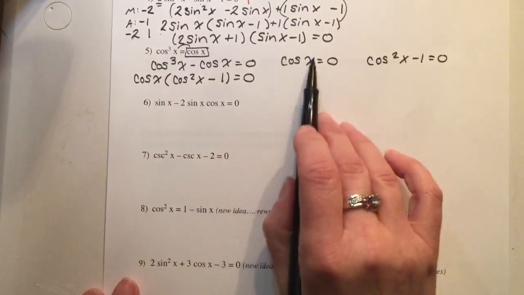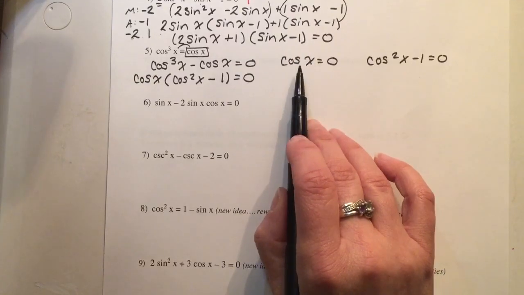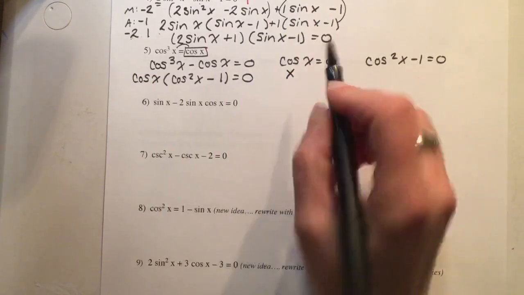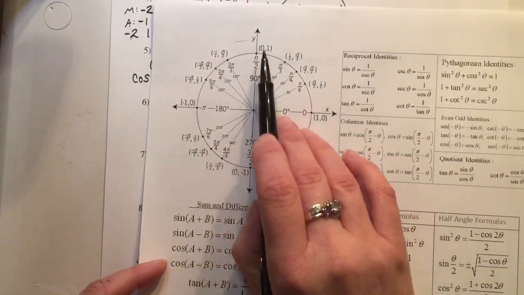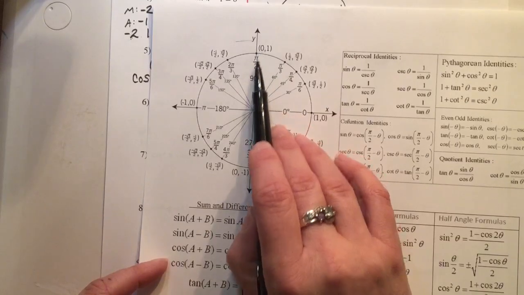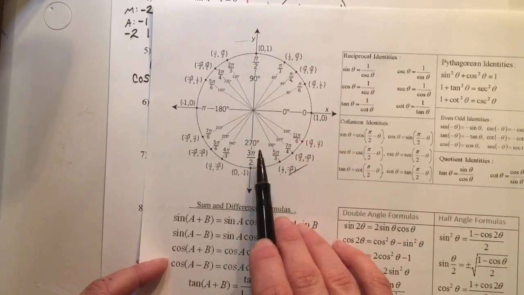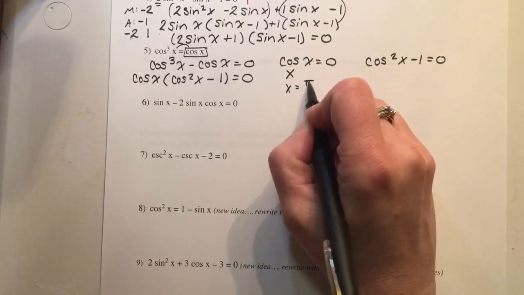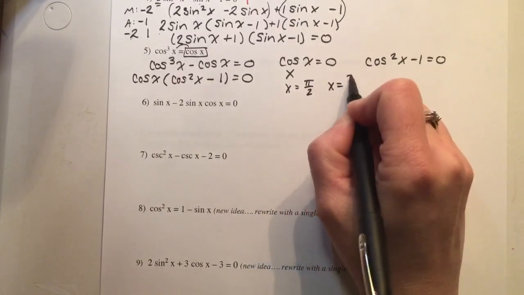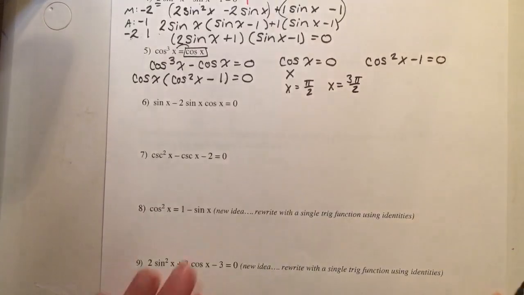Here, my trig function is already isolated, so I can go to the unit circle. The cosine is the x value. We are looking at where the x value is equal to 0. Well, the x value is equal to 0 at two places, pi over 2 and 3 pi over 2. So x equals pi over 2 and x equals 3 pi over 2.